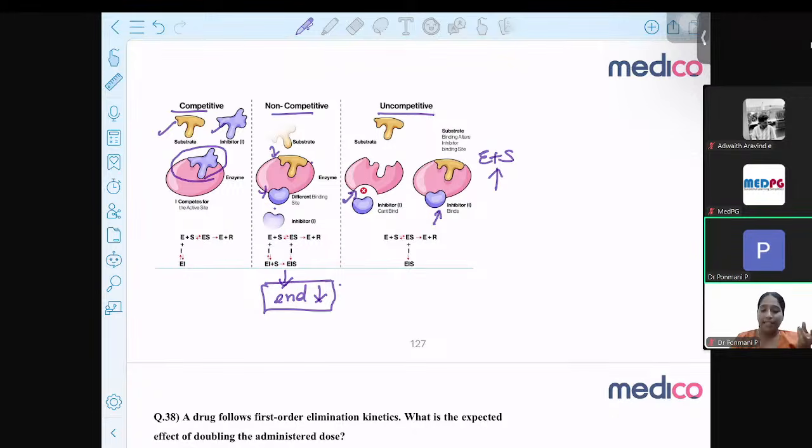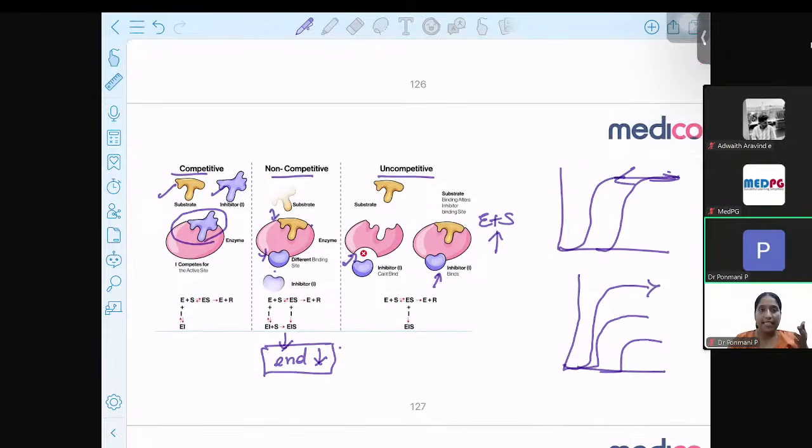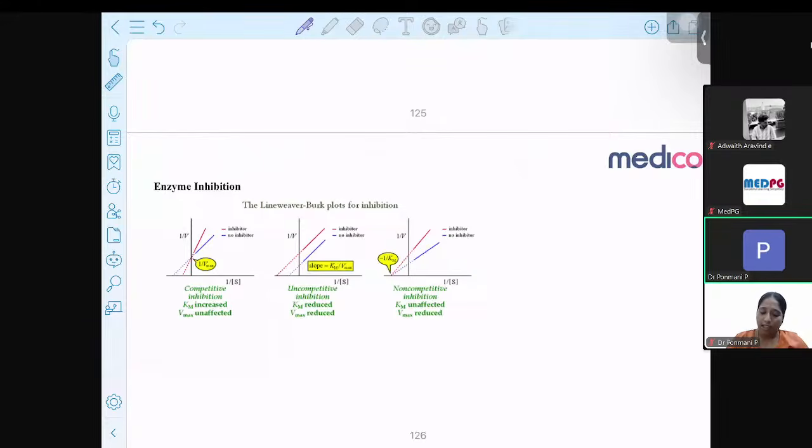Okay, so this is the major difference. So what happens in competitive inhibition? In competitive inhibition, if you increase the dose of the drug, the same response can be achieved. Whereas in non-competitive inhibition, even if you increase the dose of the drug, the same maximal effect cannot be achieved. So keep this in mind. With this basics, we will move into what Km and Vmax are.